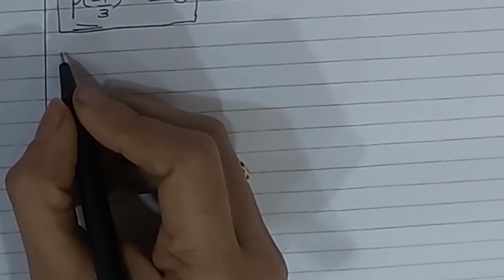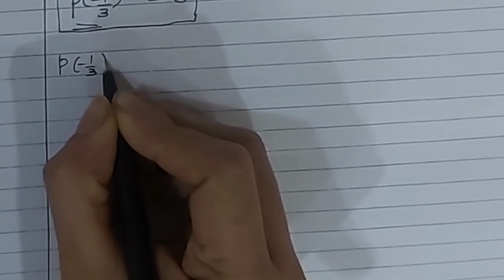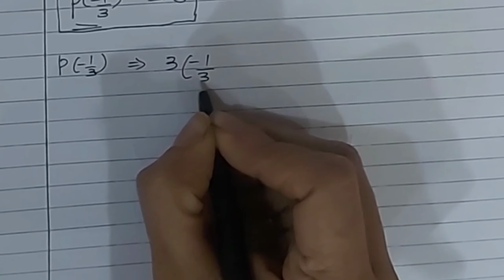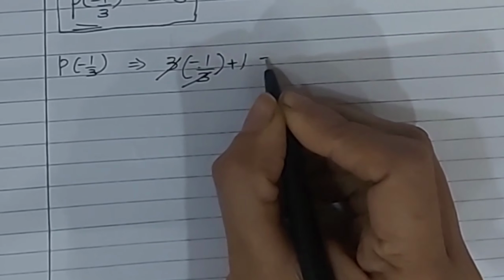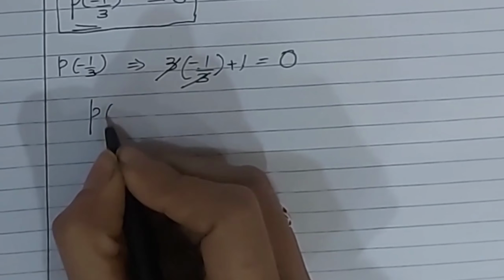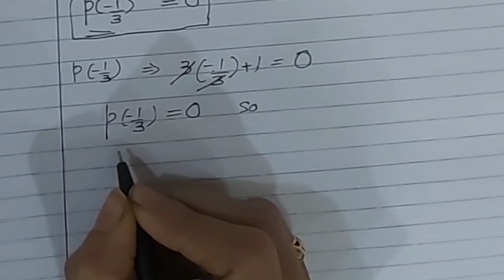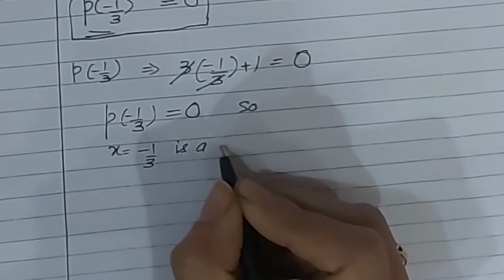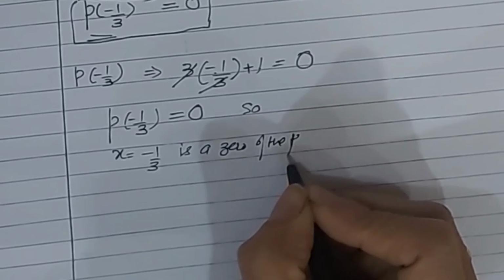Okay, so we'll put here value of x is minus 1 by 3. So then we get 3 times minus 1 by 3 plus 1. 3 will cancel with 3. So minus 1 plus 1 is 0. Yes, we are getting the value of this polynomial as 0. So x is equal to minus 1 by 3 is a zero of the polynomial.